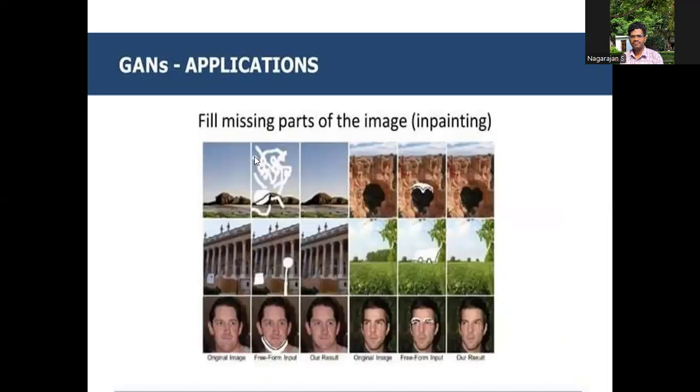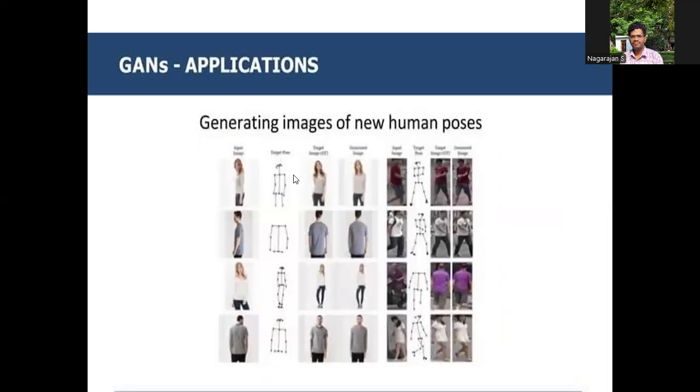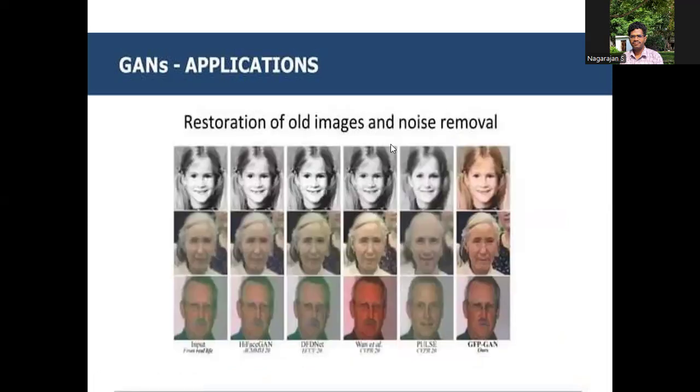And missing parts of an image: if parts of an image are missing, you can fill them in with the help of GAN applications, and generate images of new human poses. If you train on real-time data, as I just told you, synthesized data is made with the help of real data, so we can create new human faces and poses. Also, restoring old images by noise removal: once you remove the noise, the image comes out with far better quality and improvement.